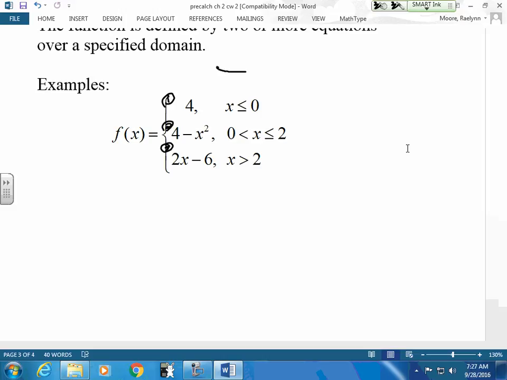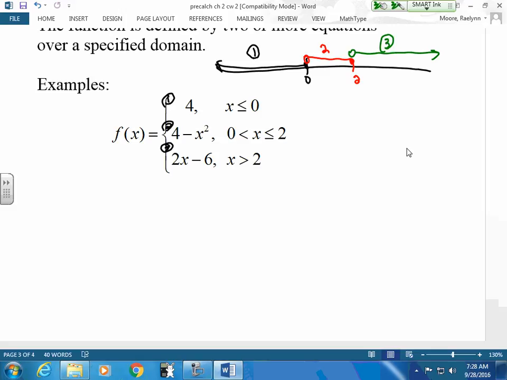So I'm going to start my domain line. I notice 0. So my first one says from 0 to here, my first one is allowed to use. My second one says from 0, but I can't use 0, open circle, to 2. And I can use 2. This is my second one. My third one says from 2 to infinity is my third one. So essentially I'm using my entire set of real numbers to graph this.